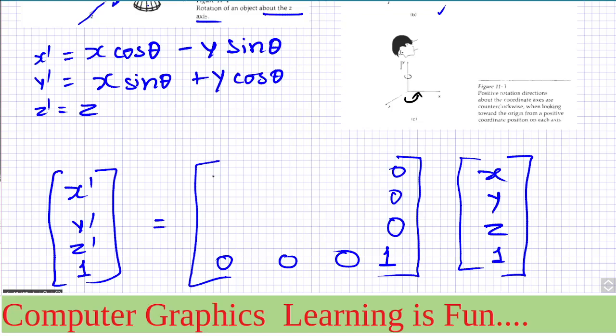Sir, first row will be cos theta, minus sin theta, and here 0, 0. Is it correct? Yes, because for x we don't have any factor with z. It is x cos theta minus y sin theta. And second will be sin theta, cos theta and 0. And then 0, 0, 1.